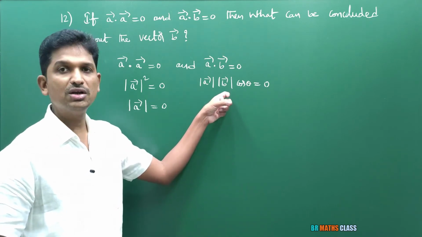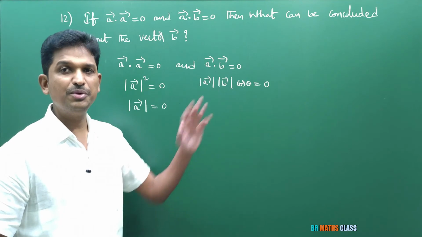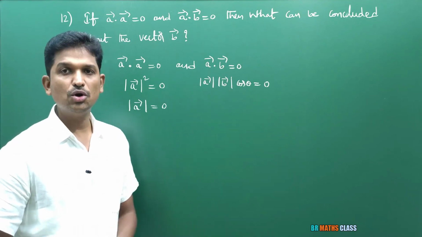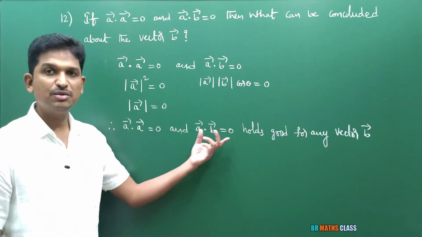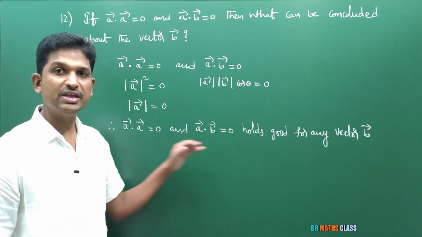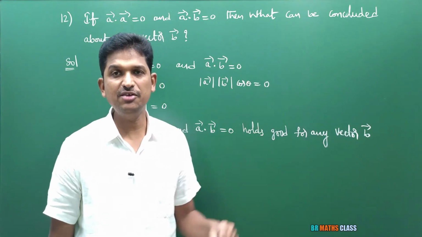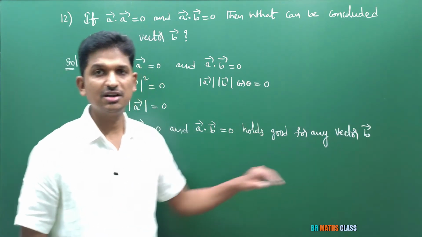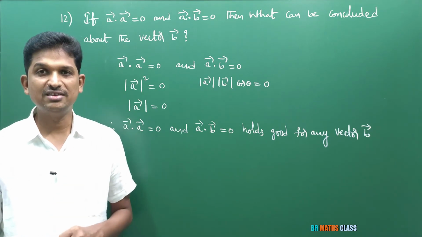Whatever the vector you want, you take b bar. As the magnitude of a bar is 0, irrespective of b bar, this product will be 0. So, a bar dot a bar equal to 0 and a bar dot b bar equal to 0. These two things hold good for any vector b bar. You take b bar as any vector, for any vector b bar, both the results hold good. I hope you understand this class.